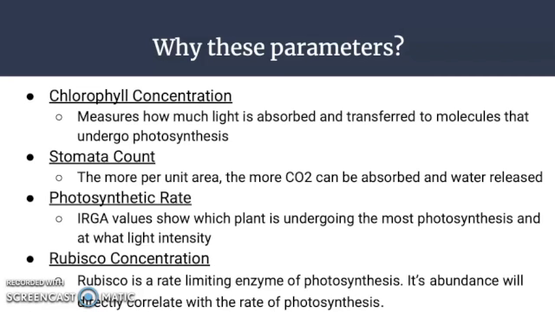Hence, high amounts of stomata indicate fast growth and wet climate, whereas lower amounts of stomata indicate lower rates of photosynthesis. The photosynthetic rate was measured for each species because the values showed which plant is undergoing the most photosynthesis and at what light intensity. We can use these values to compare how shade and sun-adapted plants differ in their photosynthetic capacity. Rubisco concentration is directly correlated with the rate of photosynthesis as well.